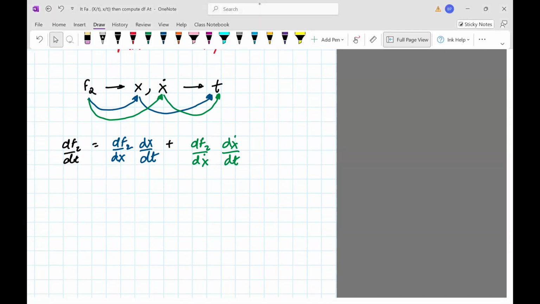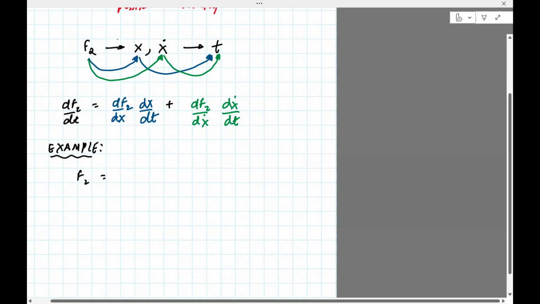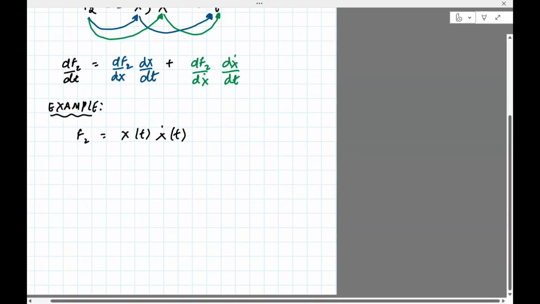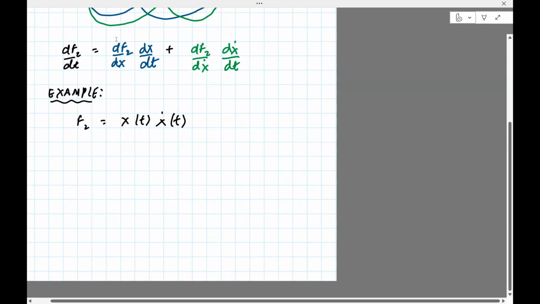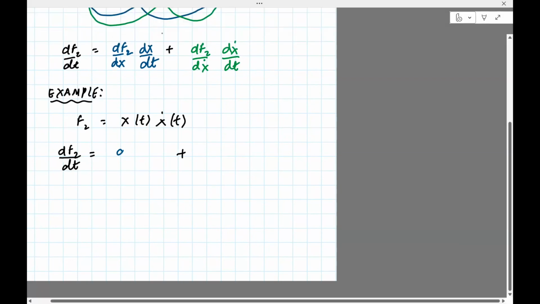Okay, so let's see an example of how to do this. So f2 is, let's say, x of t times x dot of t. Okay, so the product of the position and velocity. If you want to compute df2 with respect to dt, we'll go with df2 dx dx dt, the first part. And the second part of the chain rule, df2 dx dot dt.